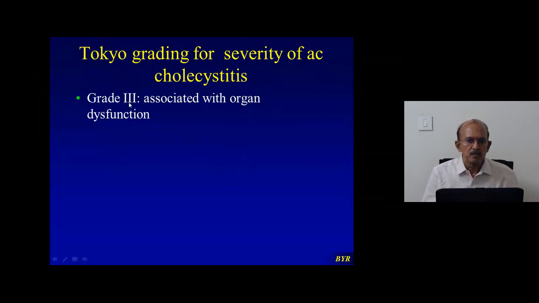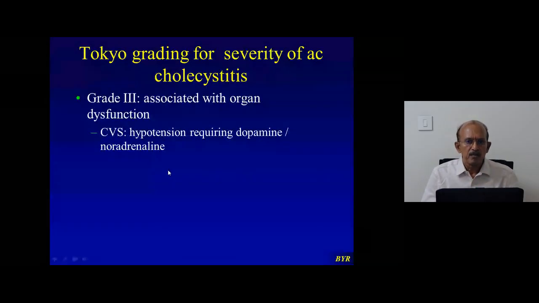Grade 3. If the cholecystitis patient is having associated organ dysfunction, that means the patient has gone into general peritonitis. General peritonitis has produced systemic inflammatory response syndrome. Systemic inflammatory response syndrome has led to multiple organ dysfunction syndrome. So it has gone to SIRS, and SIRS has led him to MODS. So there is multiple organ dysfunction.